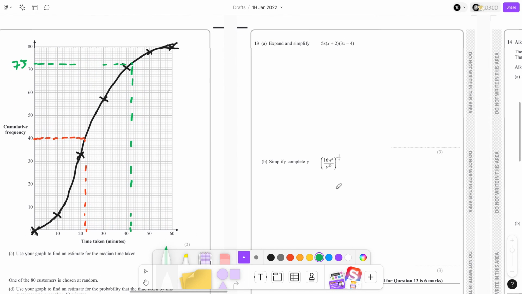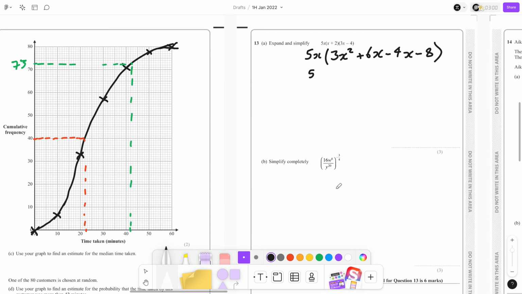Okay, expand and simplify. So I tend to do the hardest bit first, so we'll leave 5x. x times 3x is 3x squared, plus 6x minus 4x minus 8. I'm going to combine the x's together. 3x squared plus 2x minus 8.